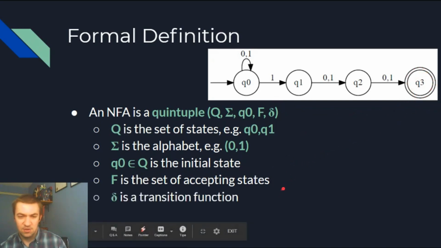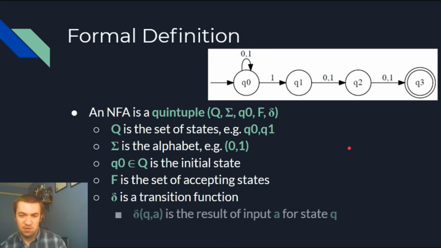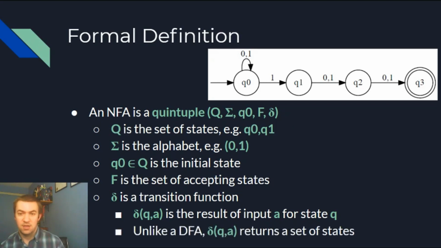And finally, delta is again our transition function. Now, delta is a little different than it was before. Previously, it would tell us the result of passing an input from one state. So if we have some state that we're on, state Q, and we pass in an input A, this tells us what state we go to. But with a nondeterministic finite automata, we have more than one option. So this means that unlike a DFA, delta is going to give us a set of states that we can go to.